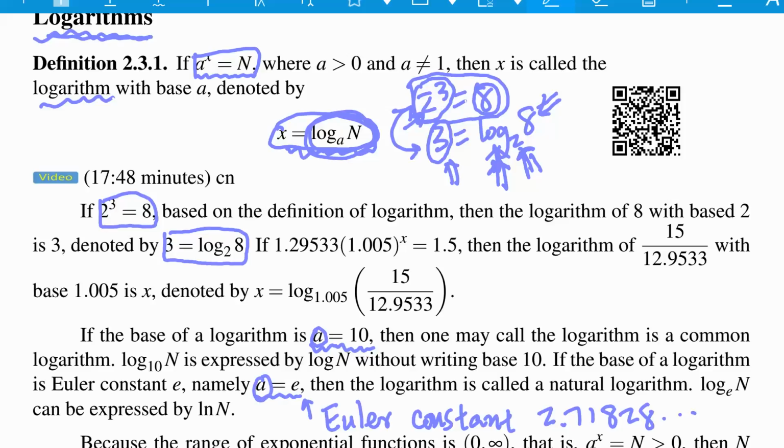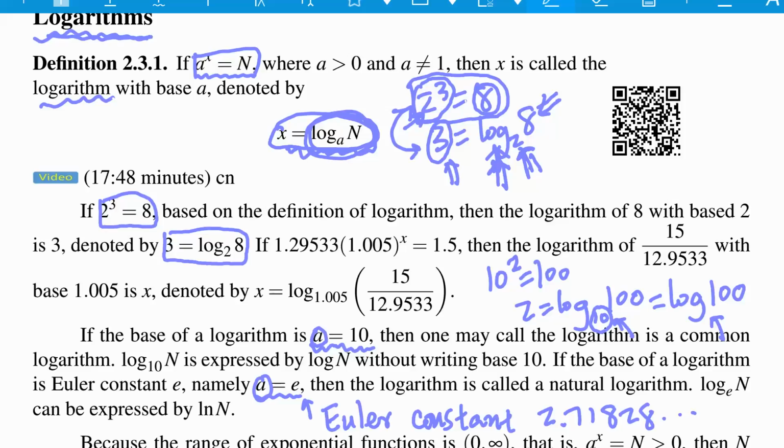If the base is 10, like 10 squared is 100, then you may write the exponent as log base 10 of 100. 10 is a very special number, so we are going to skip writing it. Whenever there is nothing written on the base, it basically tells you the base is 10.